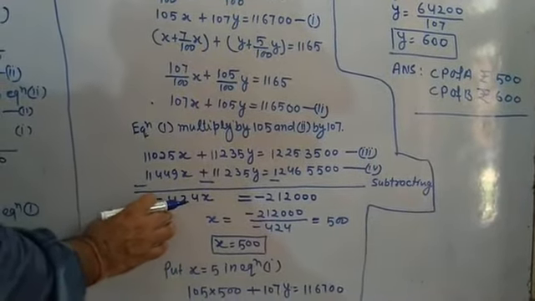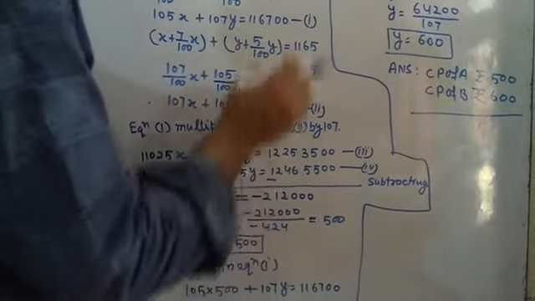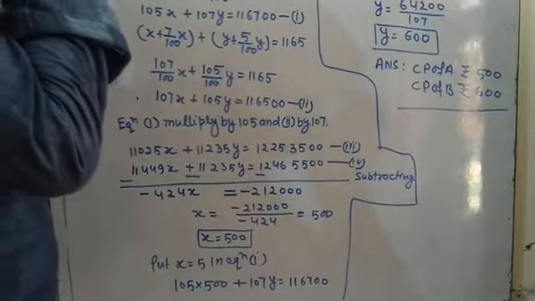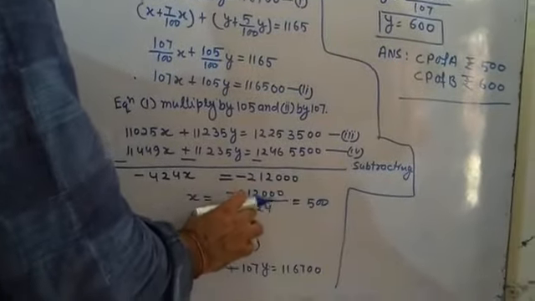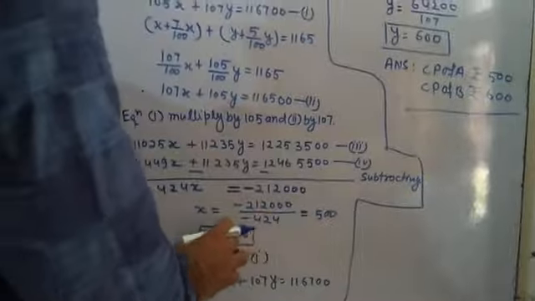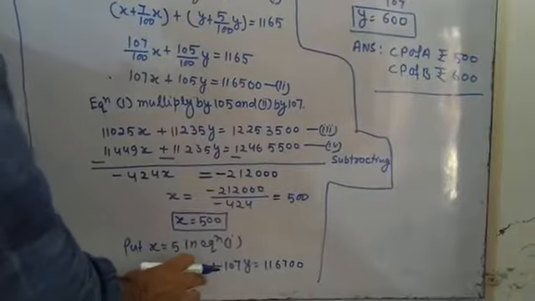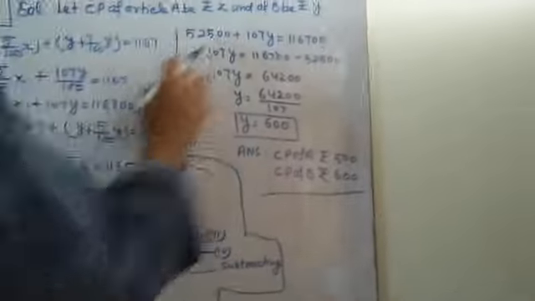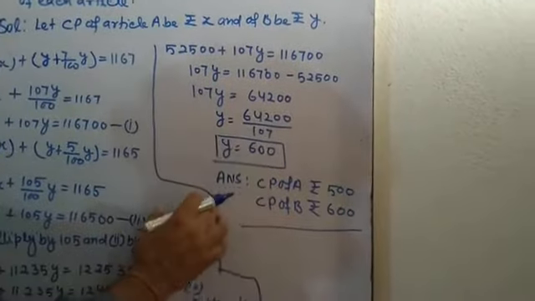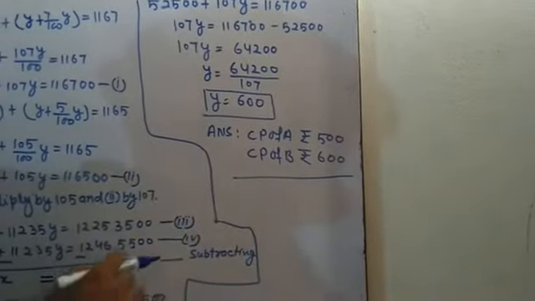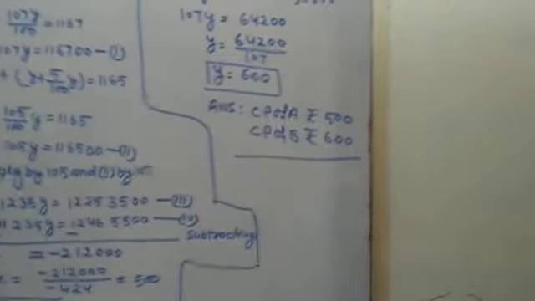Subtract, we will get minus 424x equal to minus 2,12,000. x equal to 2,12,000 divided by 424. We will get x equal to 500. Put x in equation 1 and solve it. We will get y equal to 600. Answer: CP of article A is rupees 500 and CP of article B is rupees 600.